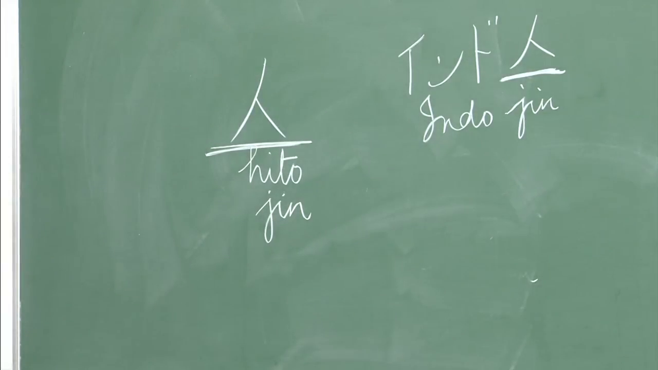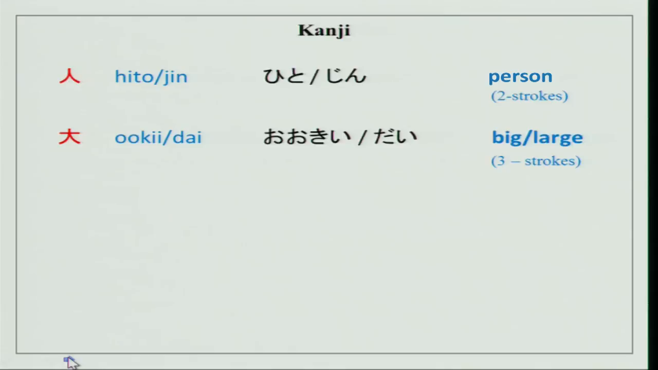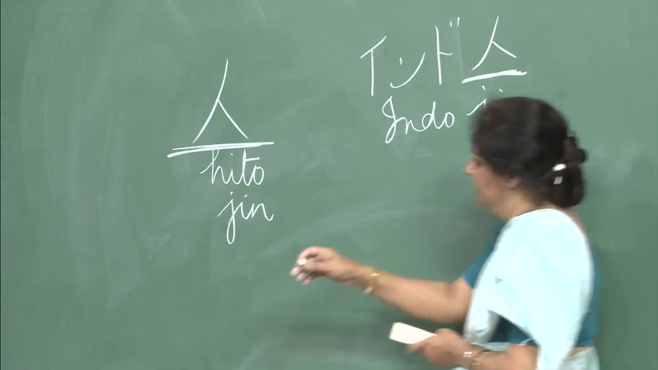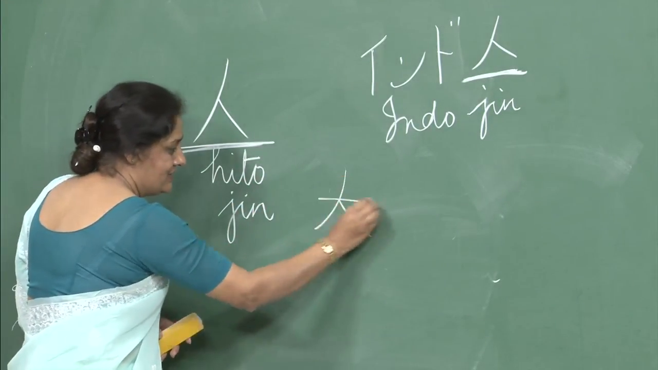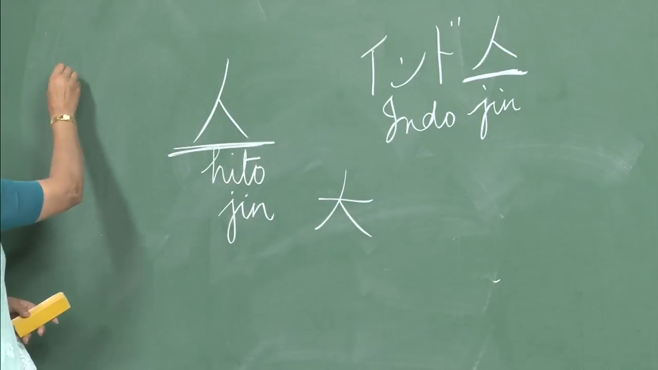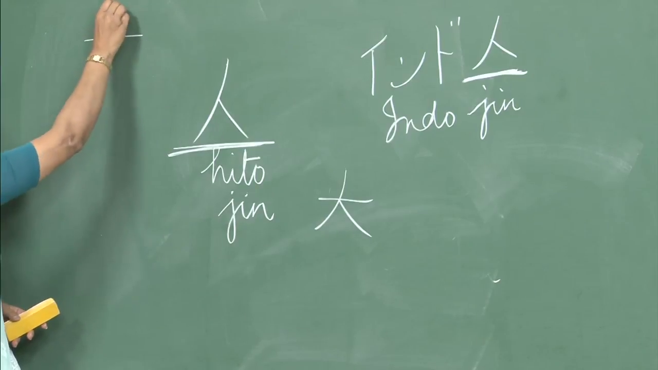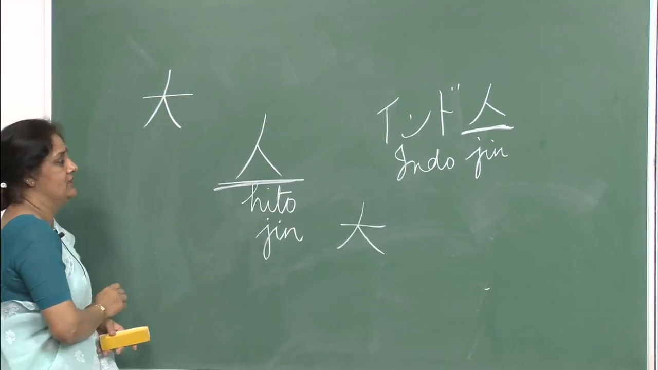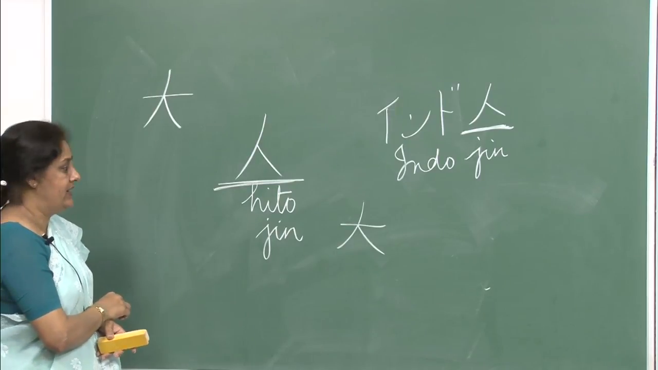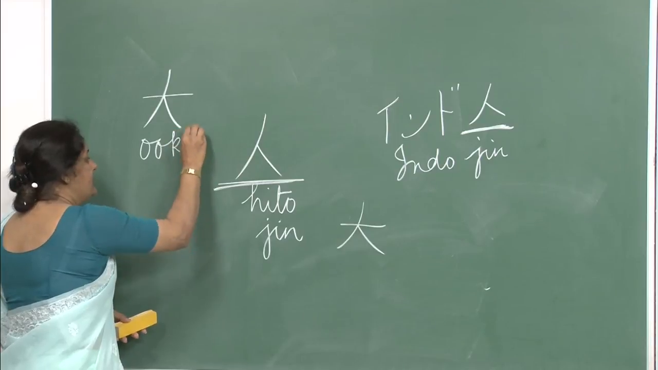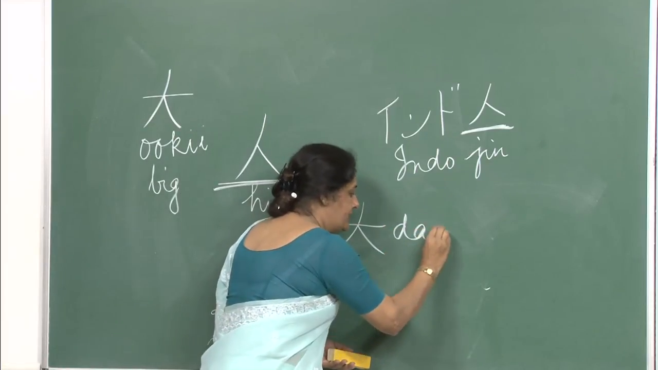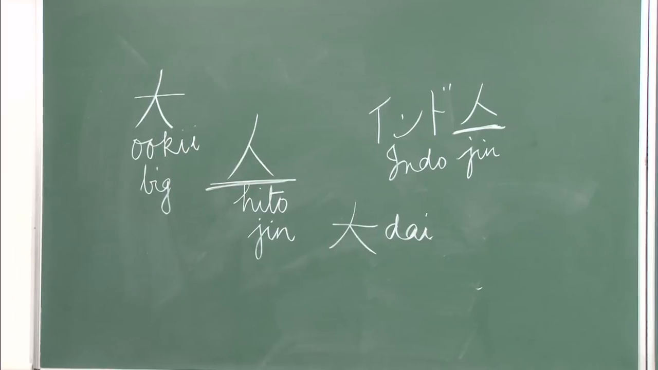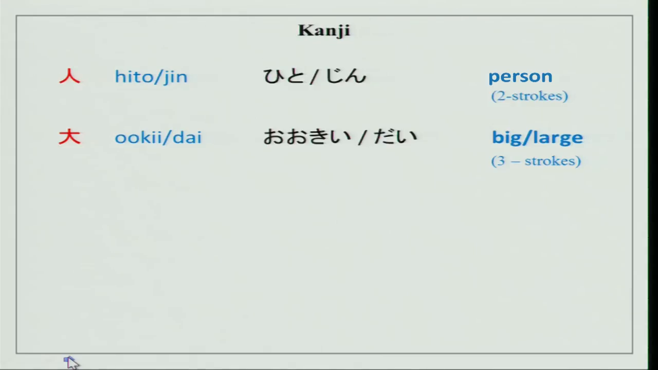Now there is another character, Oki, which is very similar to jin. This is how Oki looks. The way to make Oki is 1, 2 and 3. So 3 lines, 3 strokes to this character. Oki means big. Oki or Dai. There are 2 readings over here, Oki and Dai. Hito is a 2-stroke kanji and Oki is a 3-stroke kanji.